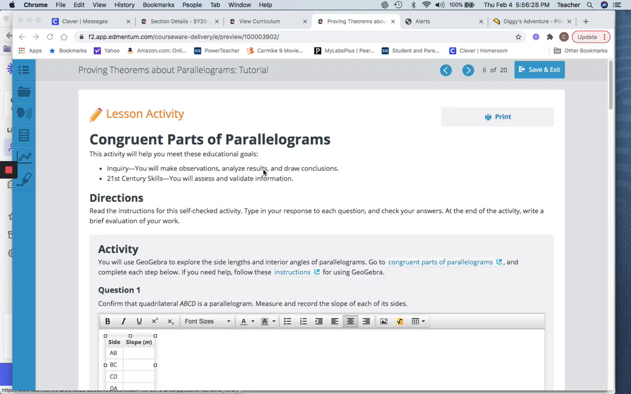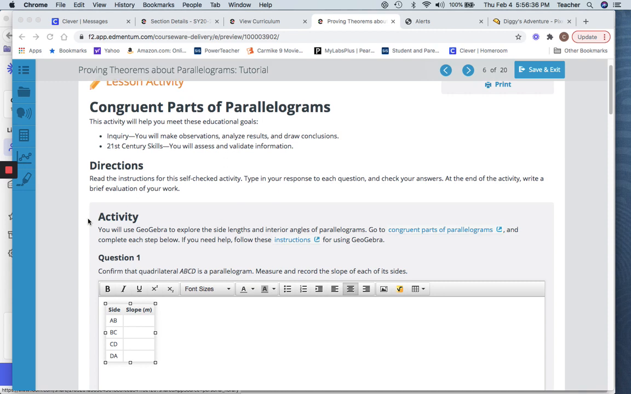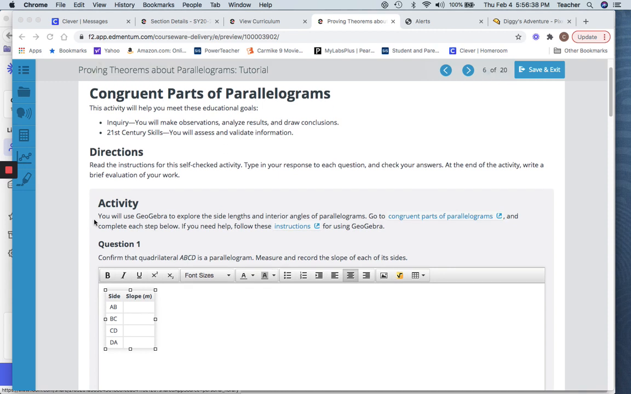All right, you guys, so it looks like I am in proving theorems about parallelograms. This is slide number 6. And I don't know if you guys know anything about parallelograms, but it's a quadrilateral, and that means that it has four sides. You've got two sets of parallel sides, and those two sets of parallel sides are congruent to each other. And we've learned what parallel and congruent means in our previous lesson, so it looks like we're just good to go.